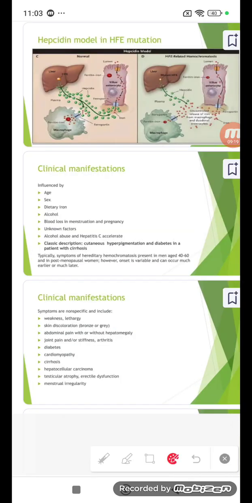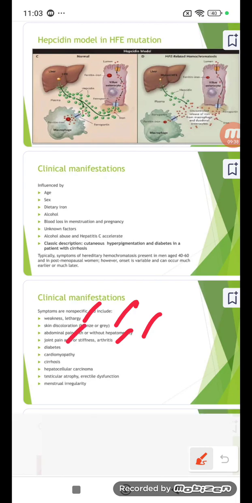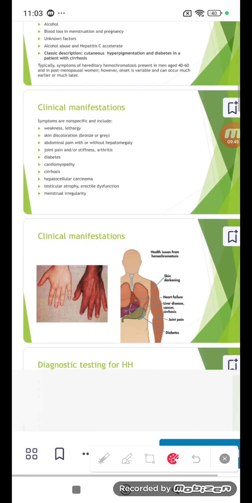So due to that, what are the clinical manifestations? Simply, signs and symptoms. The first one is weakness, related to the blood. The next are skin discoloration, gray color, abdominal pain, and joint pains, because iron is stored in the joints also. And diabetes and different types of problems occur in the body. At least you should mention 5 or 6 points from the exam point of view; that is enough. These are the clinical manifestations.